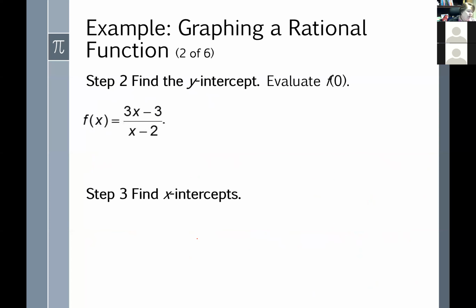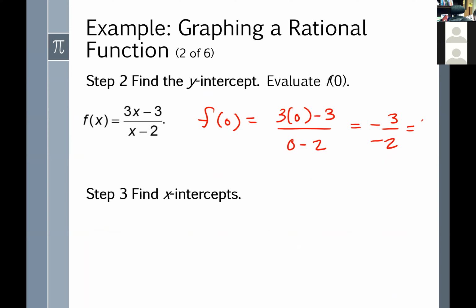Okay, the next thing you're going to do is find the y-intercept. To find the y-intercept, you evaluate this function at 0. So wherever there's an x, replace it with a 0. So we get -3 over -2. That is 3/2. So the y-intercept is 3/2.